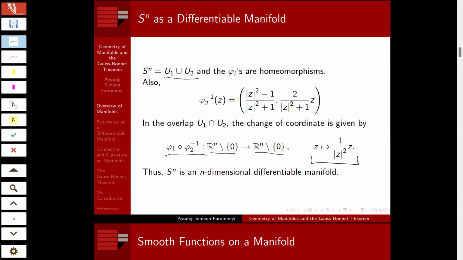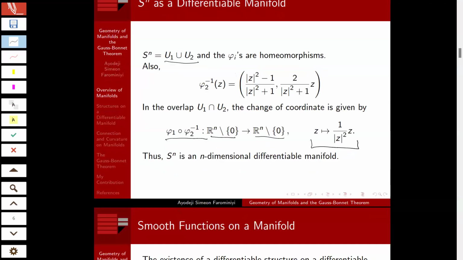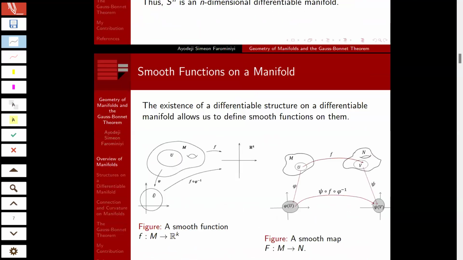Now, having discussed what a differentiable manifold is, since we have differentiable structures on differentiable manifolds, this allows us to define the concept of smooth functions on them. So what is a smooth function on a manifold?